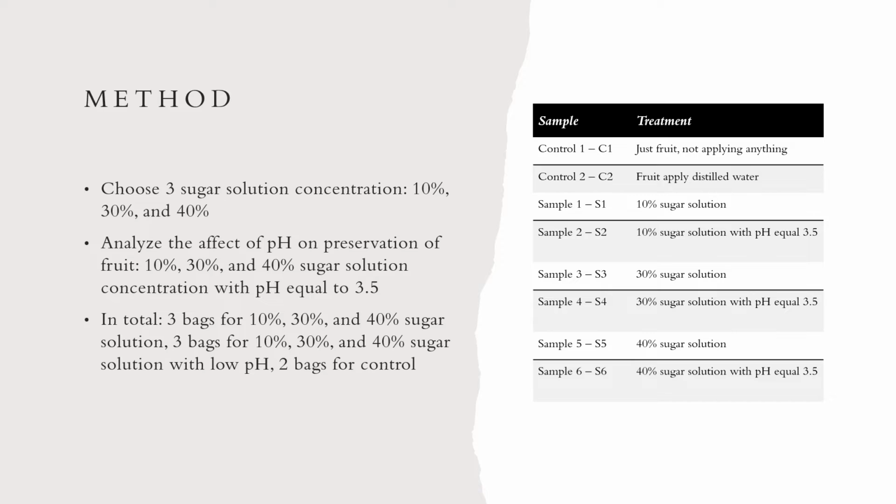The 3 sugar solution concentrations are 10, 30, and 40%. Since I also want to analyze the effect of pH, I also add vinegar into the sugar solution to bring the pH to 3.5. So in total, I have 6 bags for the sample and 2 bags for the control. And I named the samples as in this table. So C1 and C2 are the control, and S1 and S2 are treated with 10% sugar solution with and without vinegar.